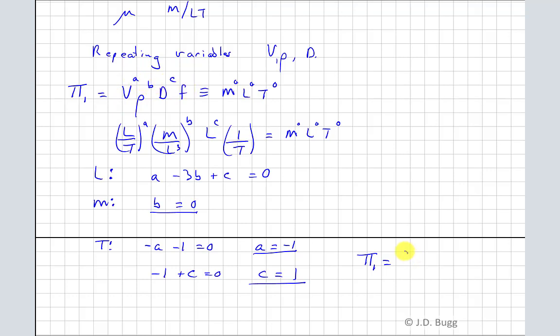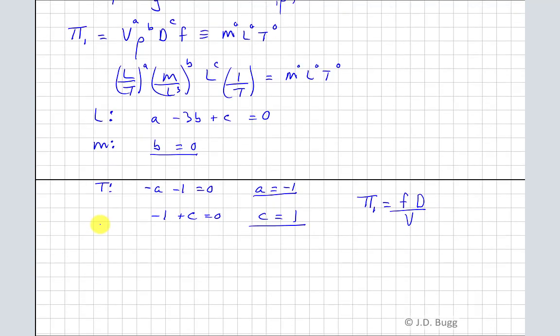So we have our frequency first. A is equal to negative 1, so the v goes in the denominator. Rho, b is equal to 0, so there is no rho in the result. And the power of d is c, and that's positive 1, so that goes in the numerator, like that. And if you take a look at the units or the dimensions of each of those, that's a dimensionless group. So the dimensionless frequency is f times d over v. And that's known as a Strouhal number. So that actually has a name.